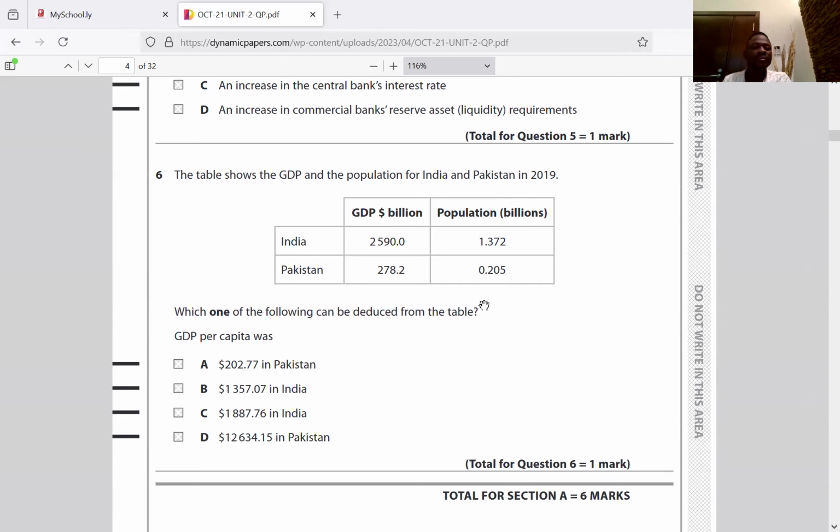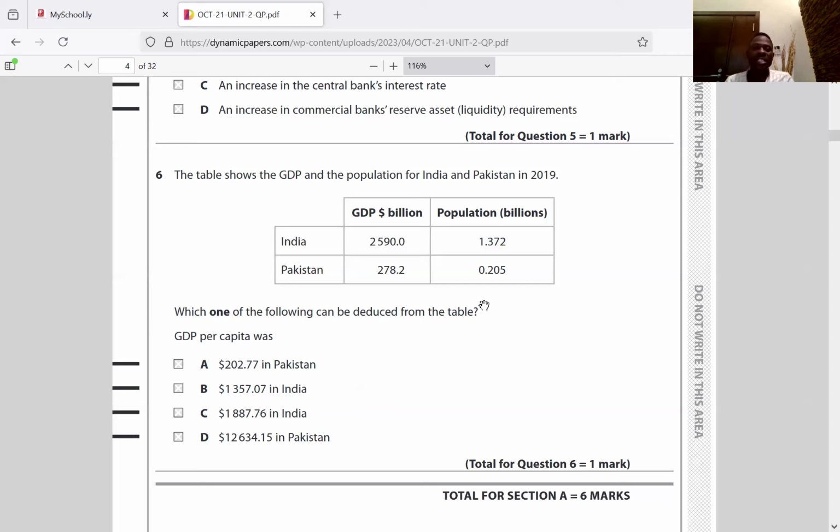Question 6. The table shows the GDP and population for India and Pakistan in 2019. Which one of the following can be deduced from the table? So the GDP per capita for Pakistan is 1357.07. That's for Pakistan. It's not India. And the GDP per capita for India is 1887.76.